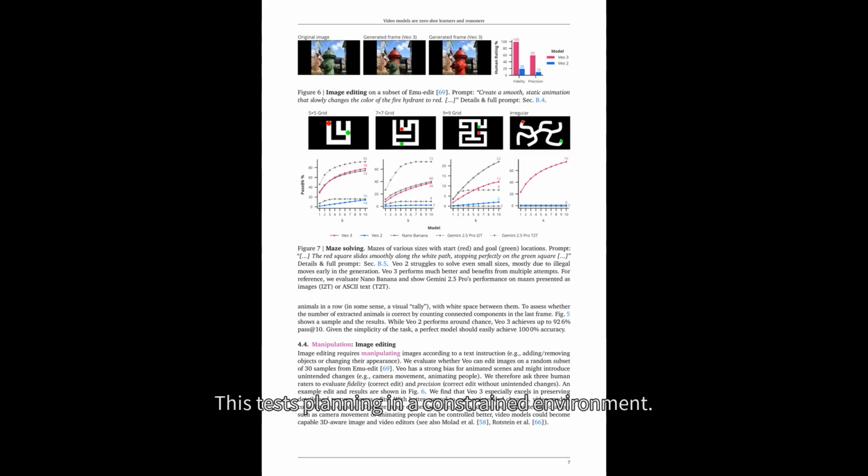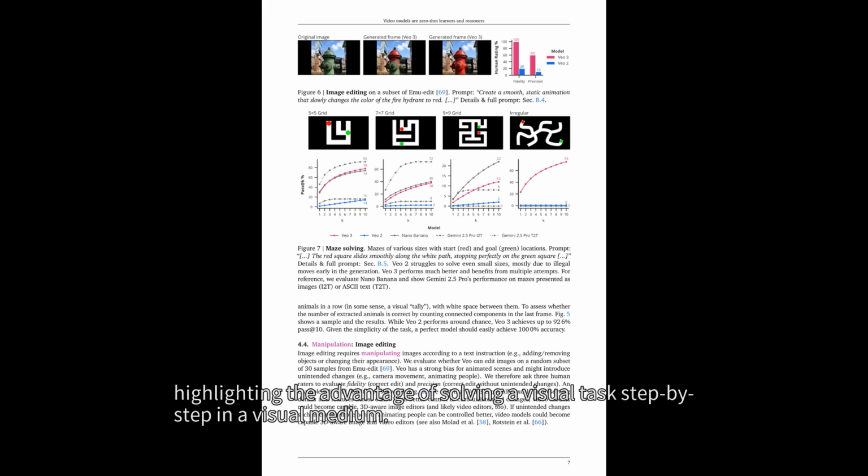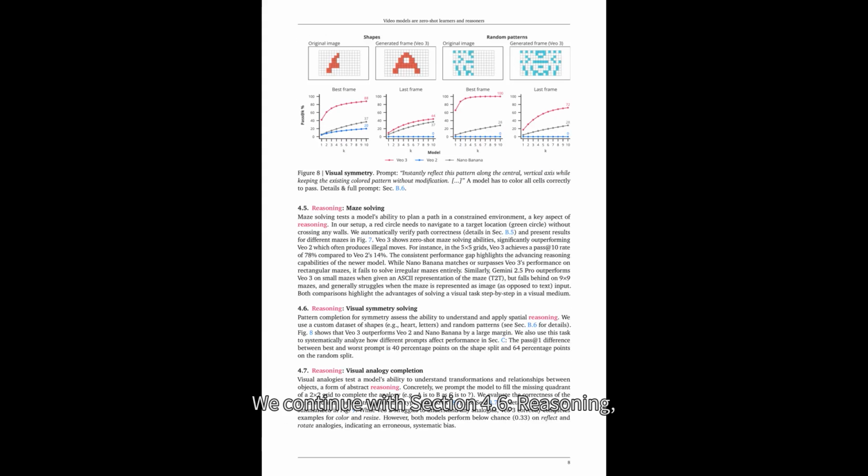This tests planning in a constrained environment. Figure 7 presents results across various grid sizes. Focus on the 5x5 grid chart on the top left. VO3 achieves a pass at 10 rate of 78% compared to only 14% for VO2. Crucially, while Gemini 2.5 Pro performs well when given the maze as text, it generally struggles when the maze is presented as an image, highlighting the advantage of solving a visual task step by step in a visual medium.